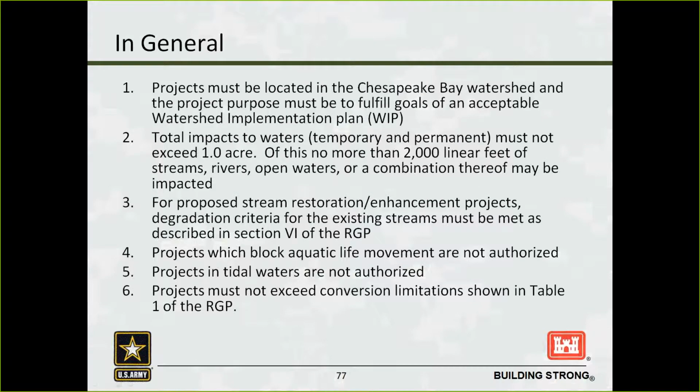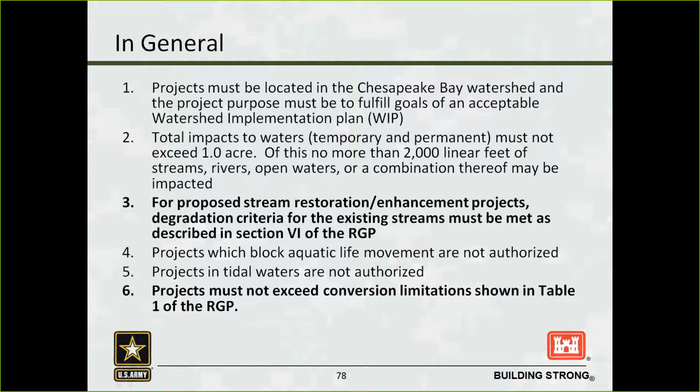In general, projects must be located in the Chesapeake Bay watershed, with the project purpose to fulfill goals in an acceptable watershed implementation plan. Total impacts, temporary and permanent, can't exceed an acre or 2,000 linear feet of stream, rivers, open waters. For proposed stream restoration enhancement projects, degradation criteria for existing streams must be met as described in Section 6 of the RGP. Projects which block aquatic life movement aren't authorized, nor are projects in tidal waters. And 6, projects must not exceed conversion limitations shown in Table 1 of the Regional General Permit.